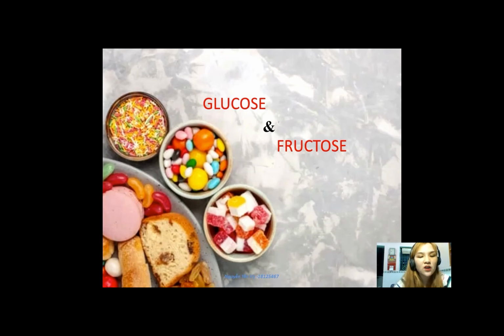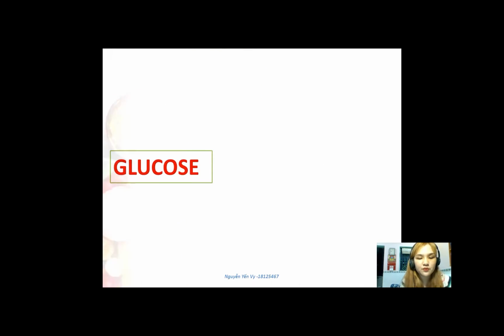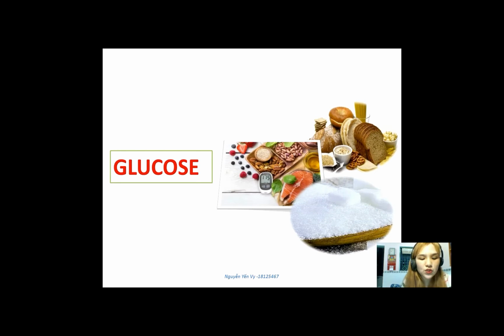Today we will talk a few words about glucose and fructose. Glucose and fructose are both monosaccharide sugars. They are all found naturally in fruit, vegetables, dairy products, and grains. However, they are different in their chemical structure, the way your body digests and metabolizes them, and how they affect your health.